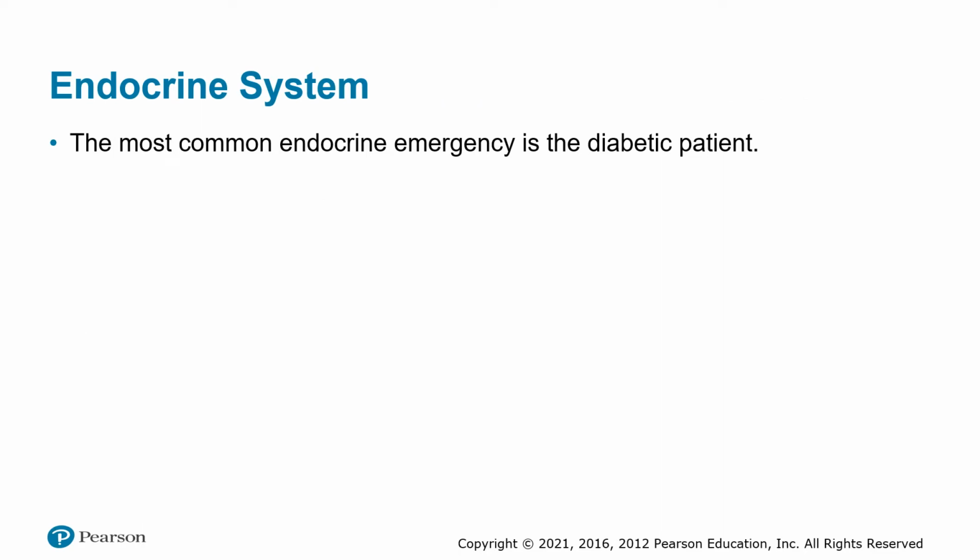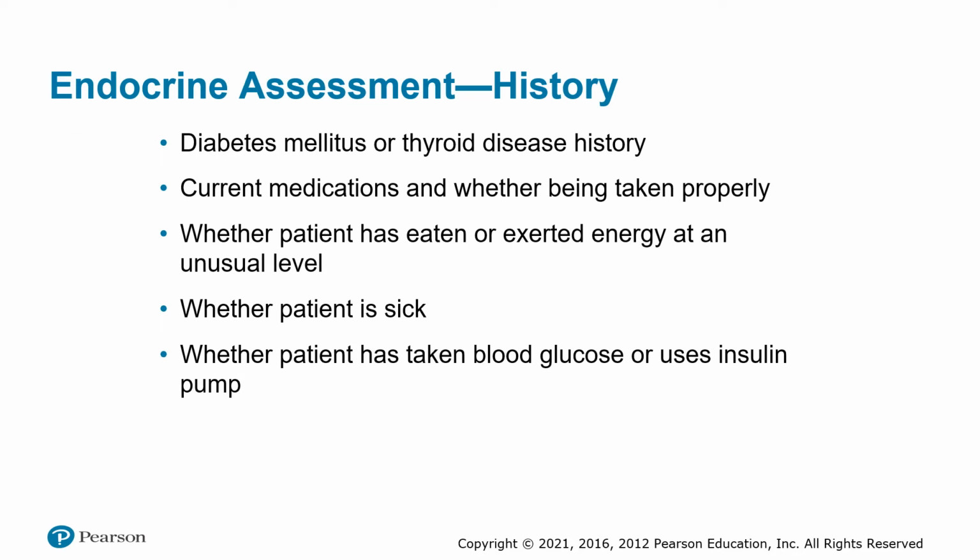The endocrine system. The most common endocrine emergency is a diabetic patient. So history: diabetes mellitus or thyroid disease, current medications and whether they're being taken properly. Insulin is one of those things that is typically not taken properly. They may be on a sliding scale or a fixed dose, so we need to know that. We need to know when they last took their medicine, and whether they're compliant or not. Whether the patient has eaten or exerted energy at an unusual level, and whether the patient is sick.